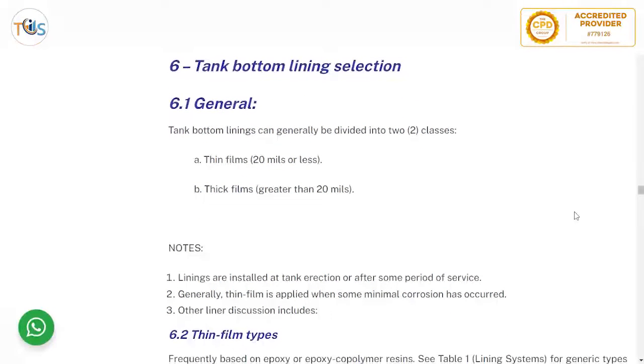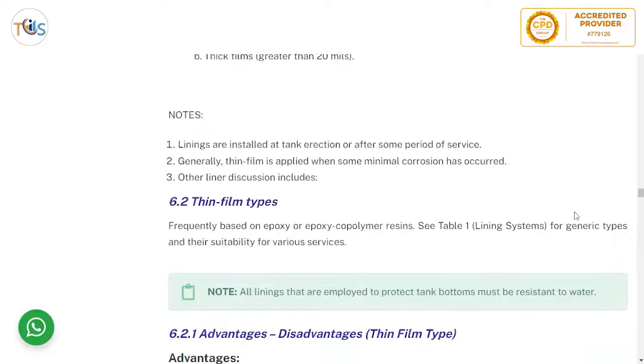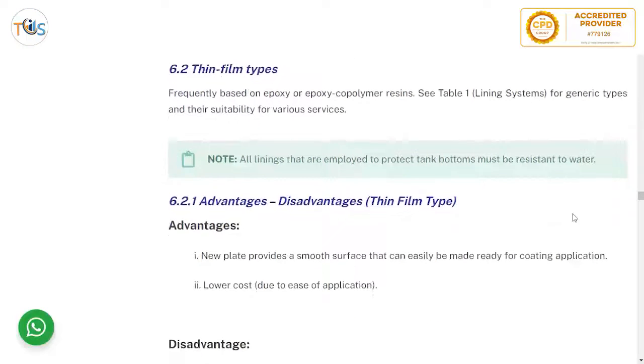Tank bottom lining selection. Tank bottom linings can generally be divided into two classes: thin film, 20 mils or less, and thick film, greater than 20 mils. Linings are installed at tank erection or after some period of service. Generally, thin film is applied when some minimal corrosion has occurred. Other liner discussion includes thin film types, frequently based on epoxy or epoxy copolymer resins. You can see Table 1, lining systems, for generic types and their suitability for various services. Please note that all linings that are employed to protect tank bottoms must be resistant to water.